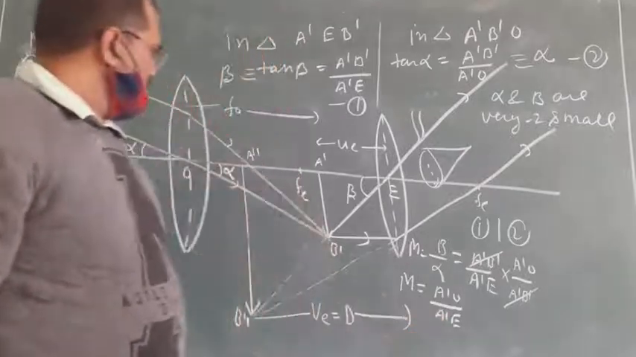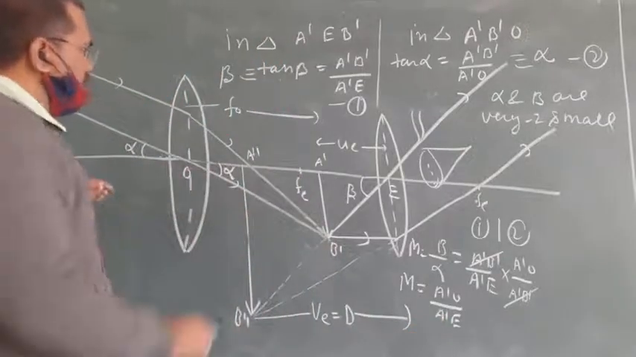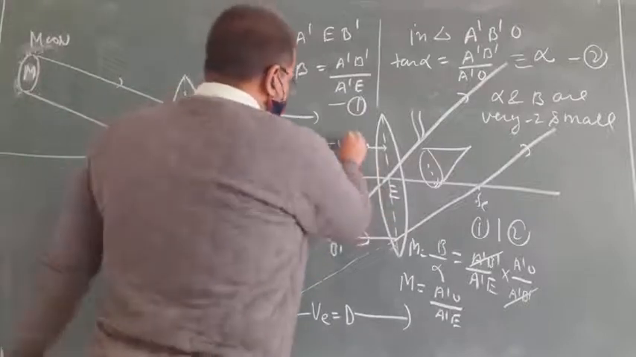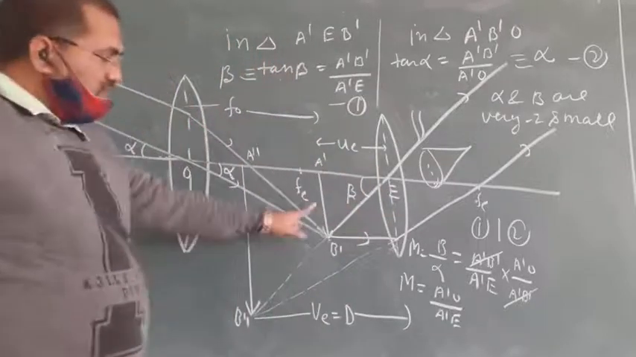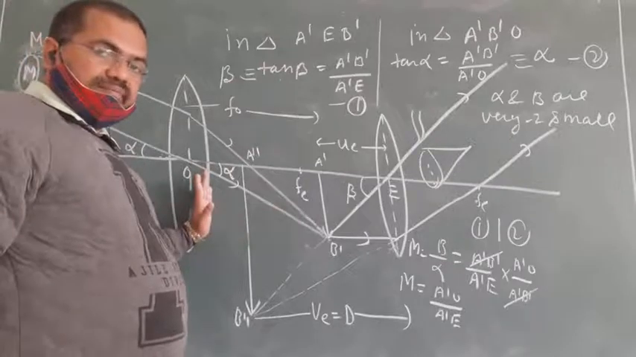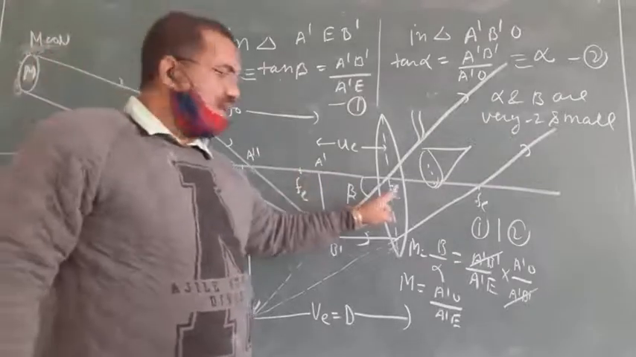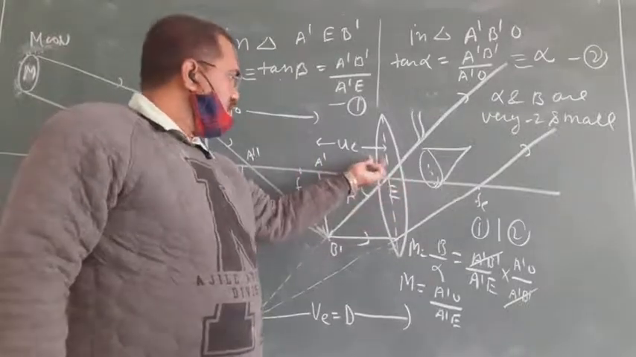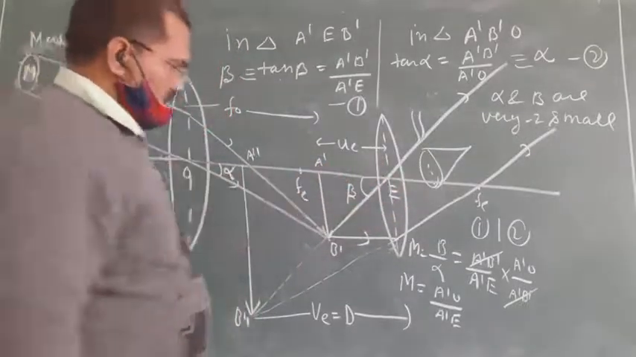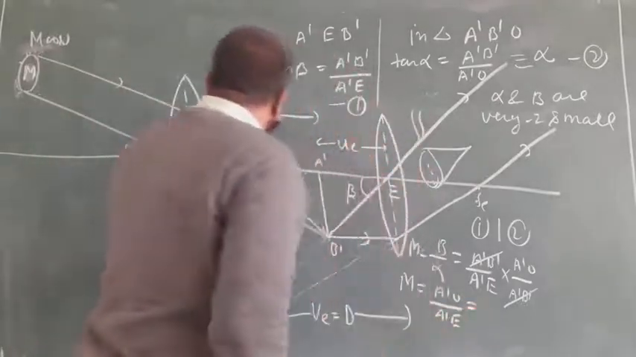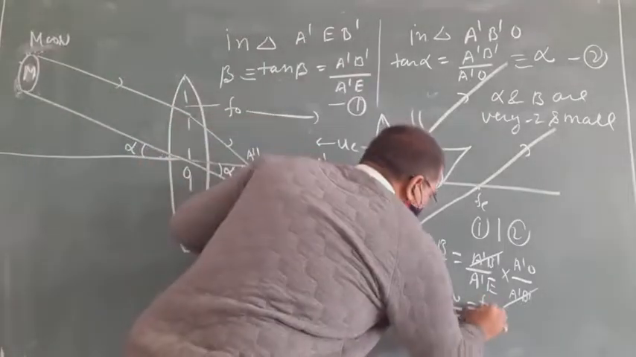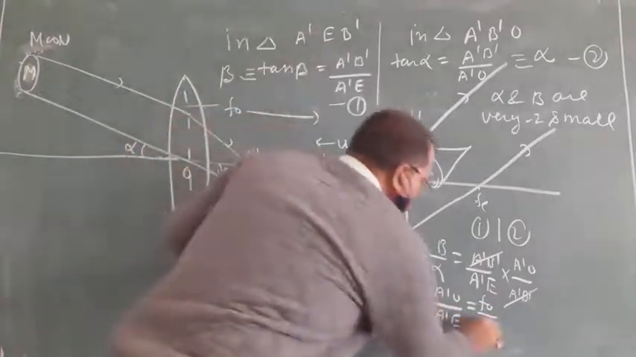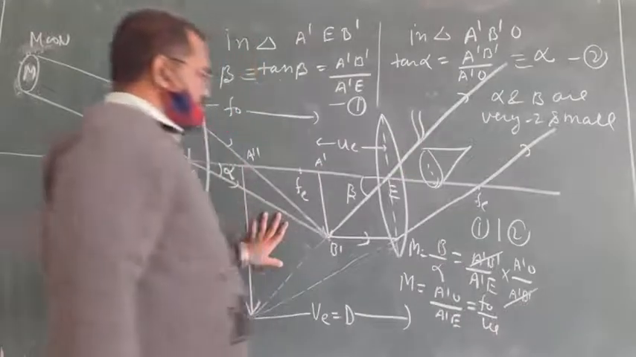Okay. A'O is F naught and A'C is UE. The image of the objective serves as the object for the eyepiece. So this is the object of the eyepiece, that is at a distance UE. A'O will be FO, A'C equals UE.